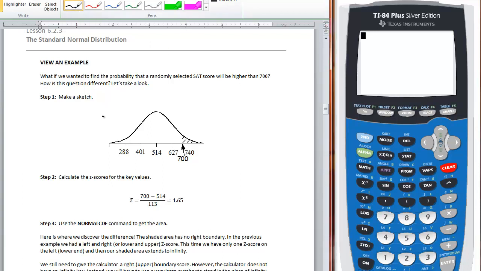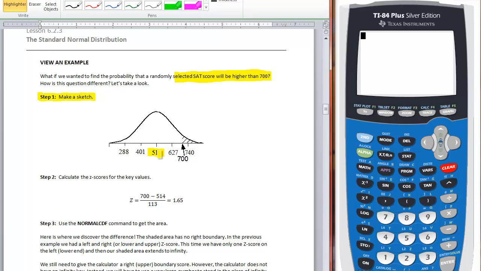Okay, so here is example number 2 of a type of problem where we're going to use the calculator to find the probability of a particular set of scores. But what we want to look at is something different, where we're going to select a score that will be higher than 700. So instead of being between two values, we're going to go from one value to any extreme value we want.